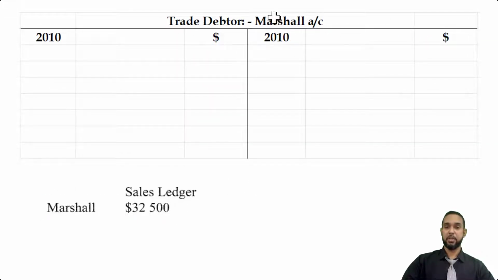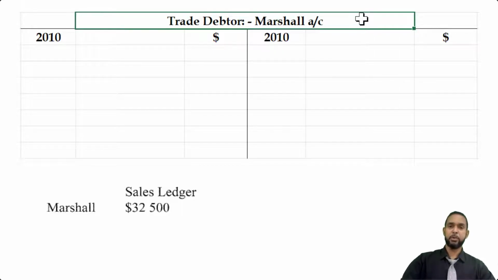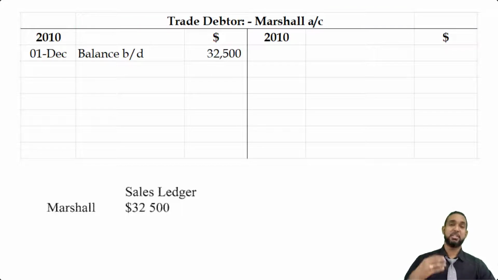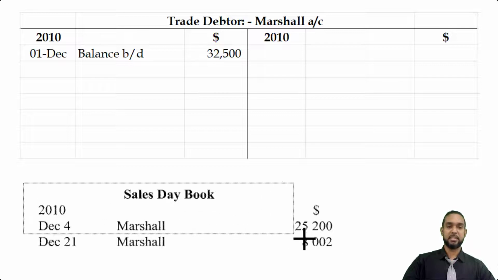So you've seen that account here, trade debtor, Marshall. You could put sales ledger on top if you want, that's fine. The first thing we're going to put in for Marshall is Marshall's opening balance, which should be on the debit side. Why? Because Marshall is a debtor. A debtor is an asset. Assets have debit balances.